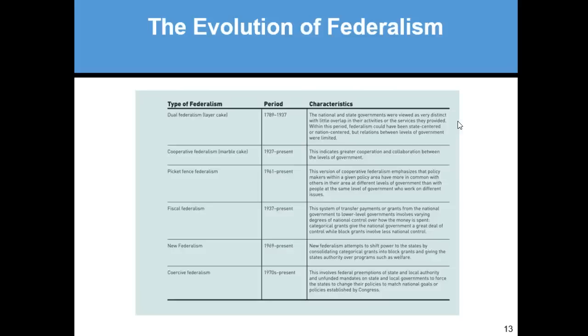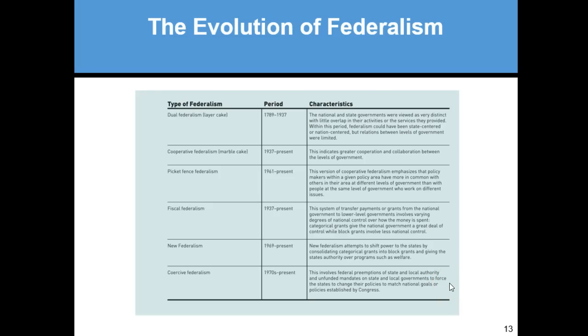Under New Federalism, this was an attempt to take the power and give it back to the states by taking these categorical grants and making them block grants and giving the states more authority. This begins a process called devolution. And devolution is where the power is given to the states and the responsibility to fund is given to the states.